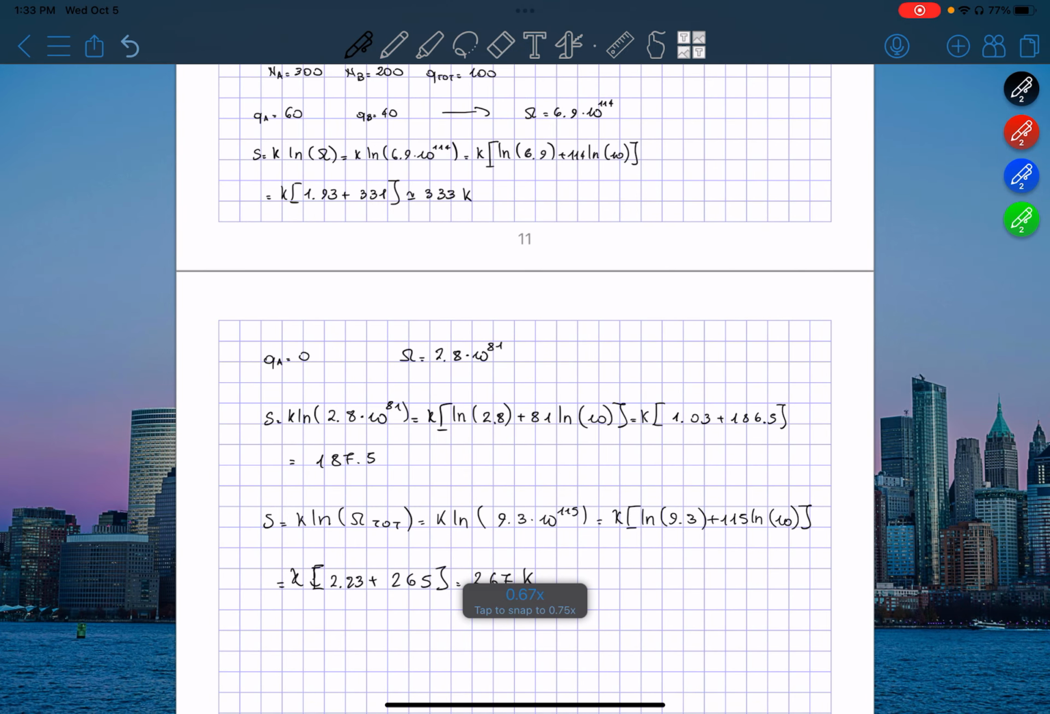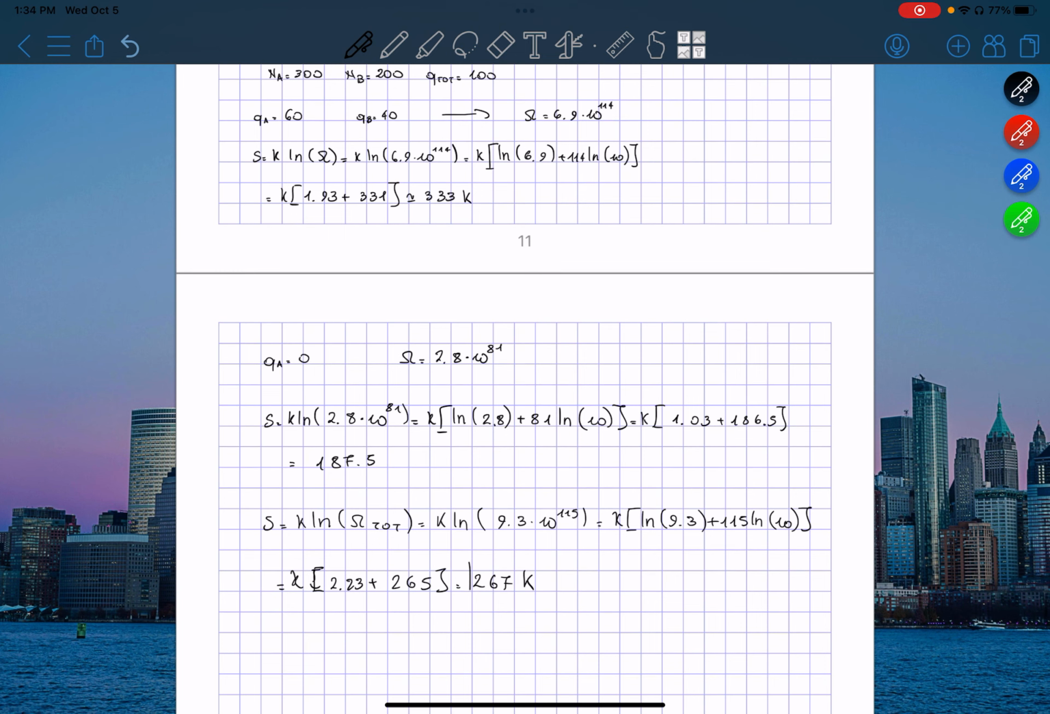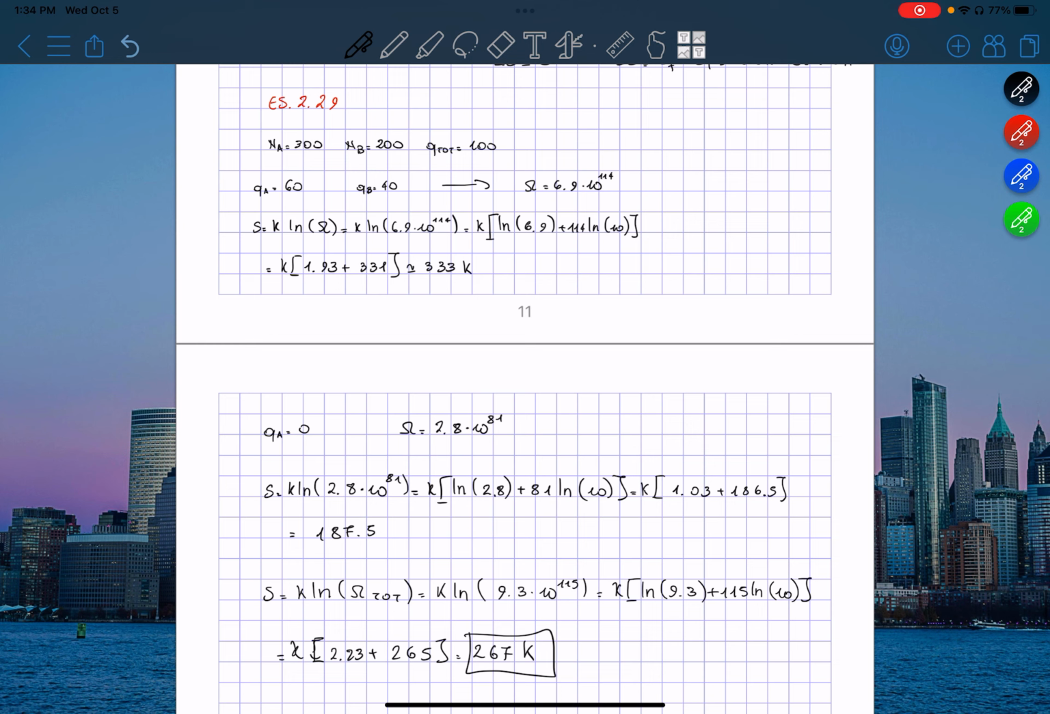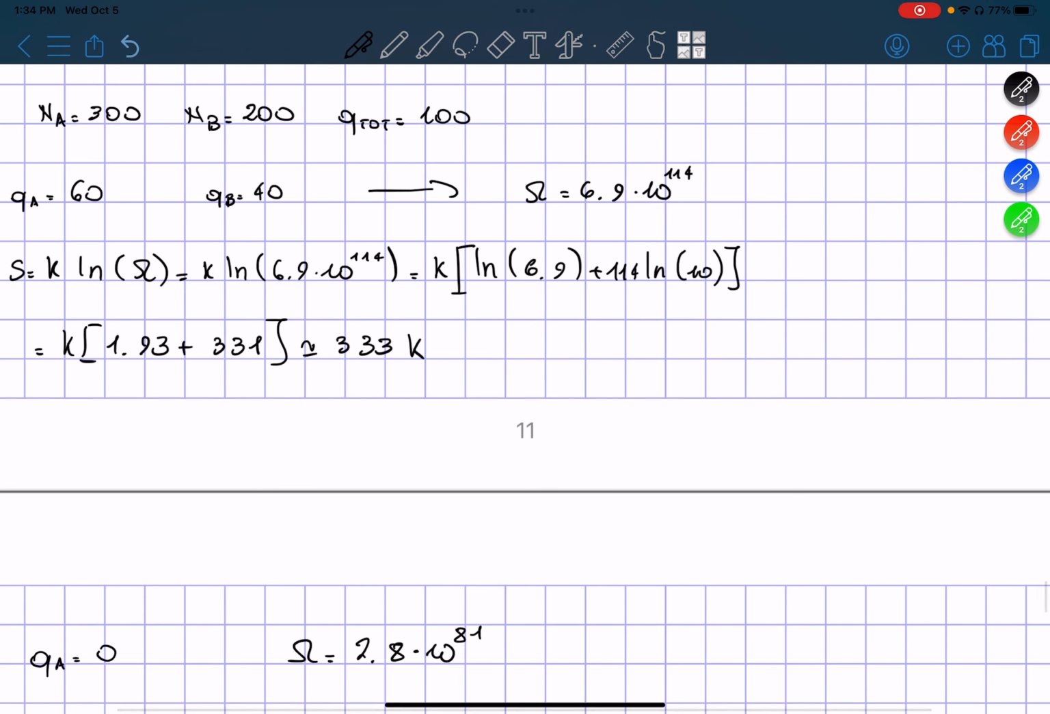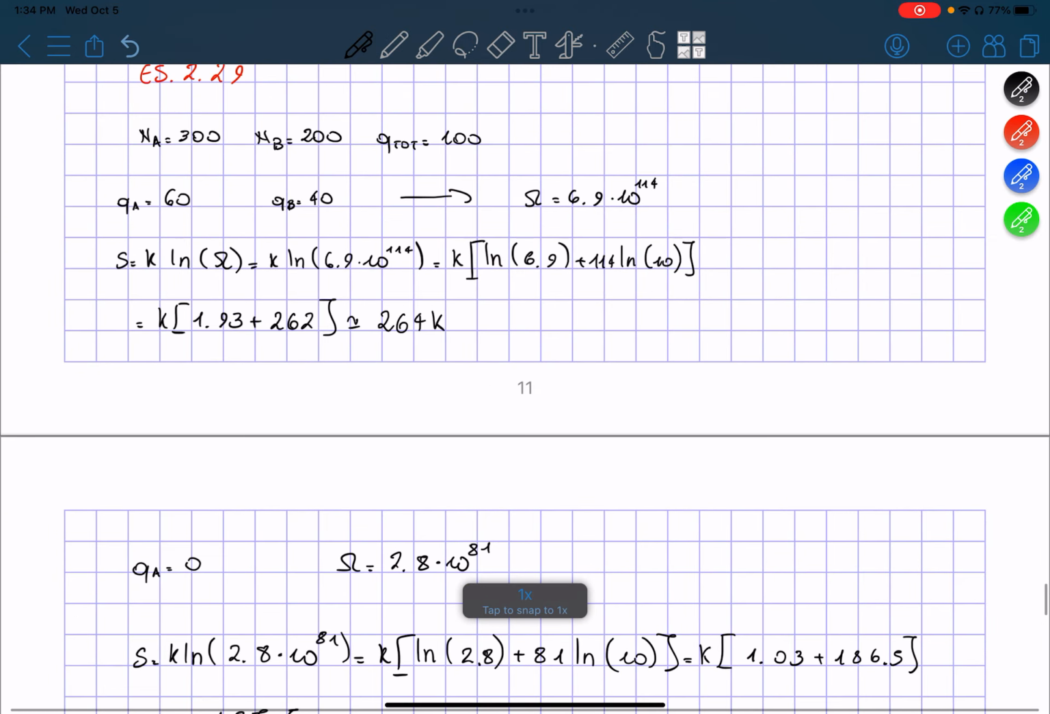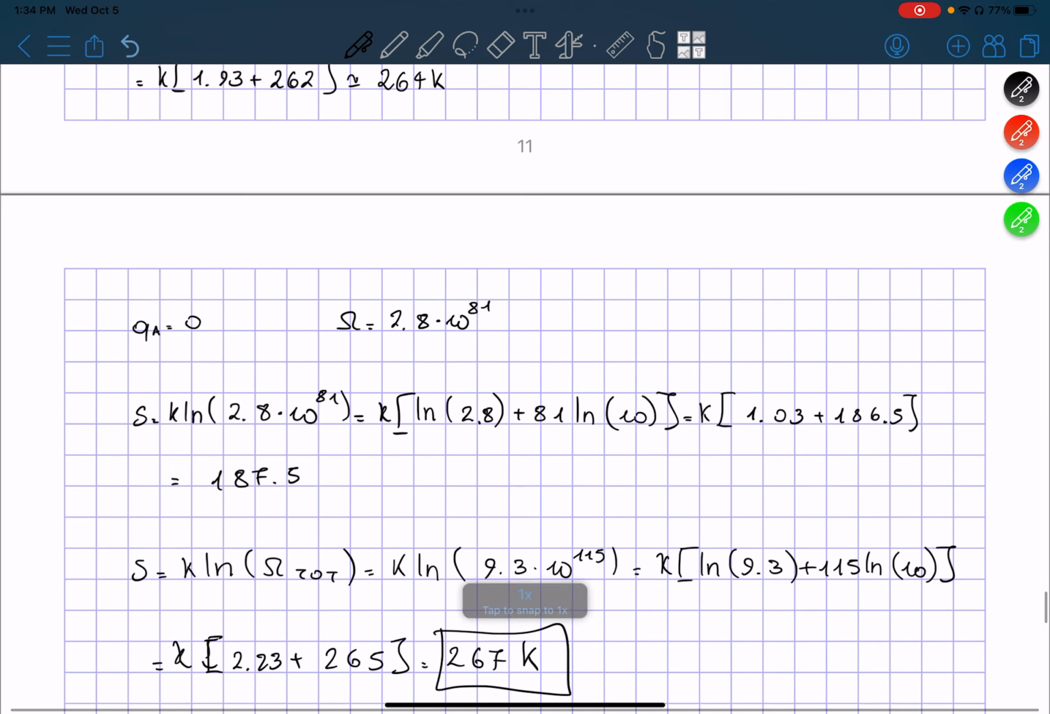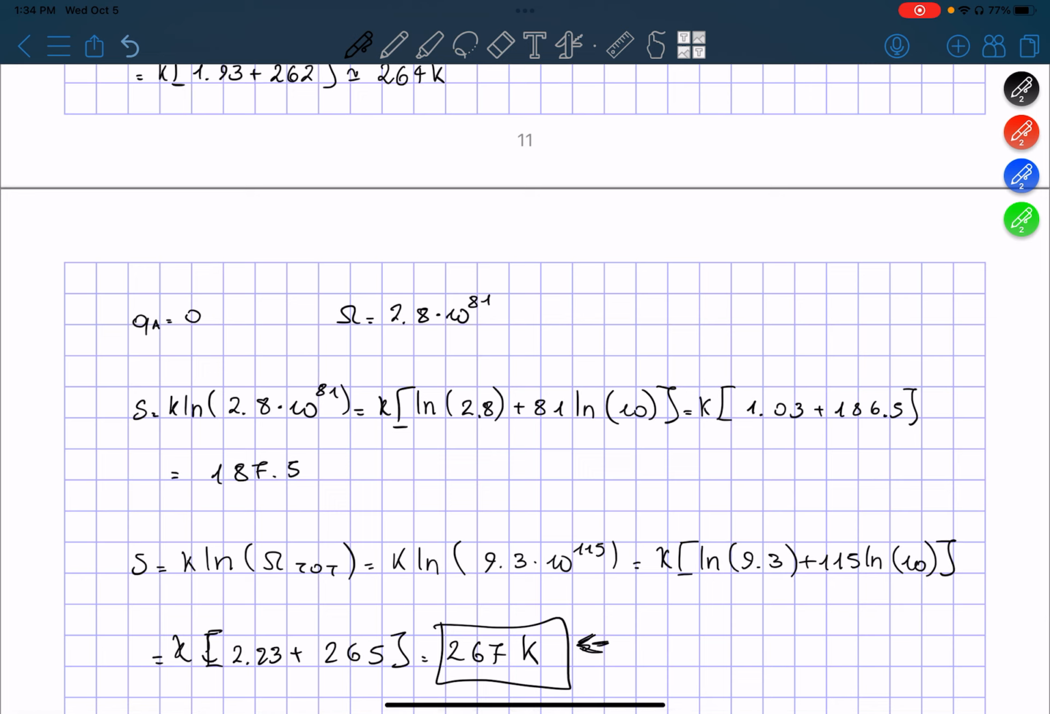And if you look at it, this number that we just got, 267K, is slightly, oh, actually, I think I made a mistake earlier on. Again, the 114 times ln of 10. Yeah, here I don't know what I wrote. I usually put 262, which together means it's 264. Okay, I don't know what I did. So if you check it, it's actually slightly larger than the entropy at the maximum.